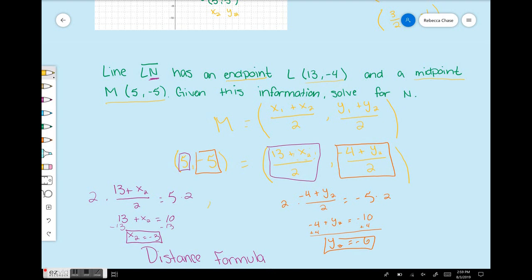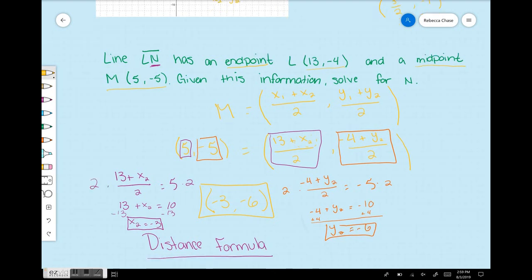All right, and then I put that together. So my final answer is my x is negative 3 and my y is negative 6. Boom. That's the other endpoint.